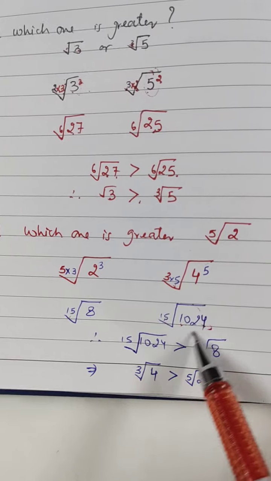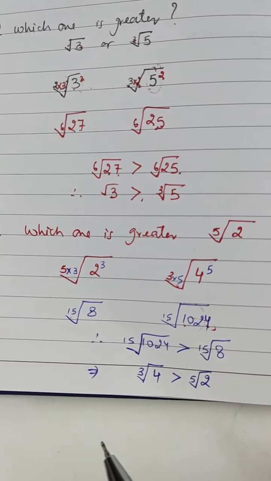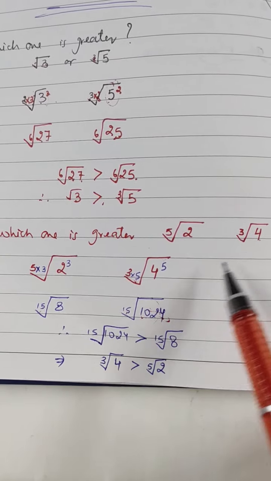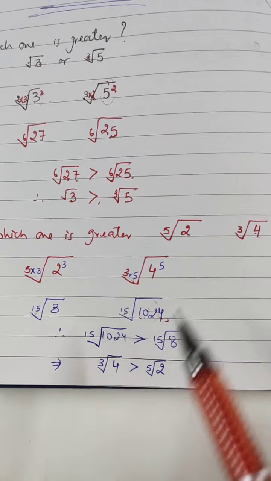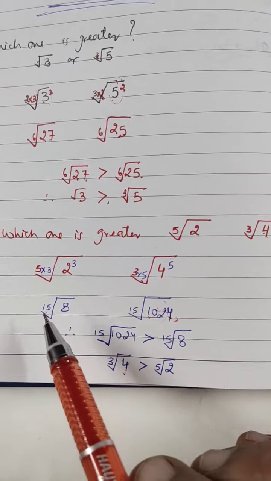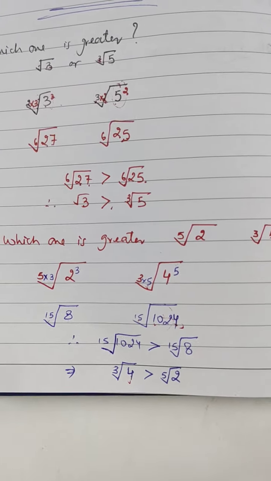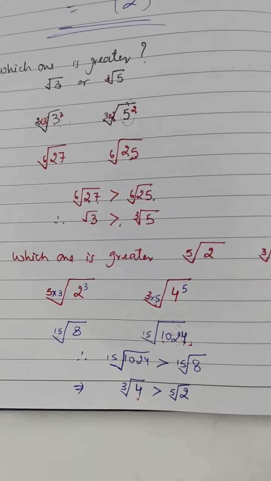So we know that this value is greater than this value. Hence we can say, because we got this one from the cubic root of 4, the cubic root of 4 is greater than the 5th root of 2. So let's try another question.